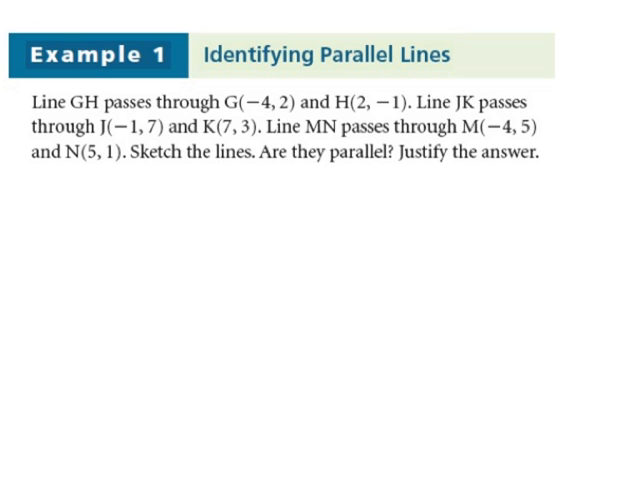The first example: line GH passes through points G and H, line JK passes through points J and K, and line MN passes through points M and N. Sketch the lines, and the question is, are they parallel? Justify the answer.